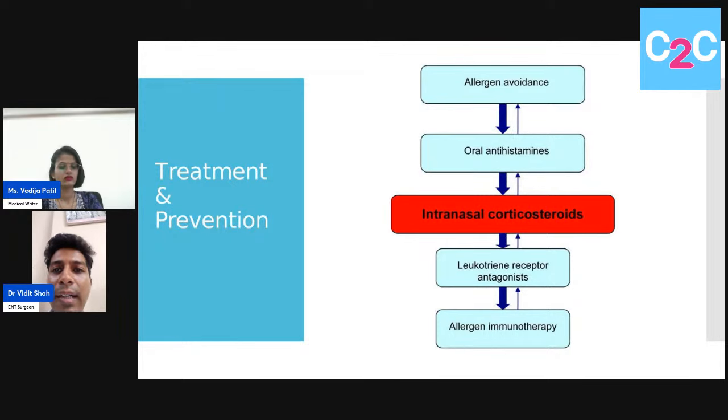We need to first understand his problem, see the severity of his allergic rhinitis, which was talked about in the previous slides, whether it's an intermittent form or a persistent form, and in case it's intermittent or persistent, whether it's mild or moderate to severe. And these are criteria which have to be discussed with the patient.